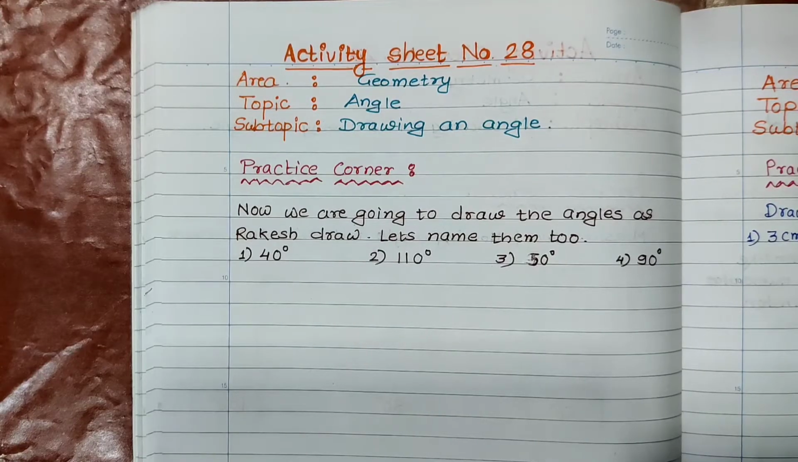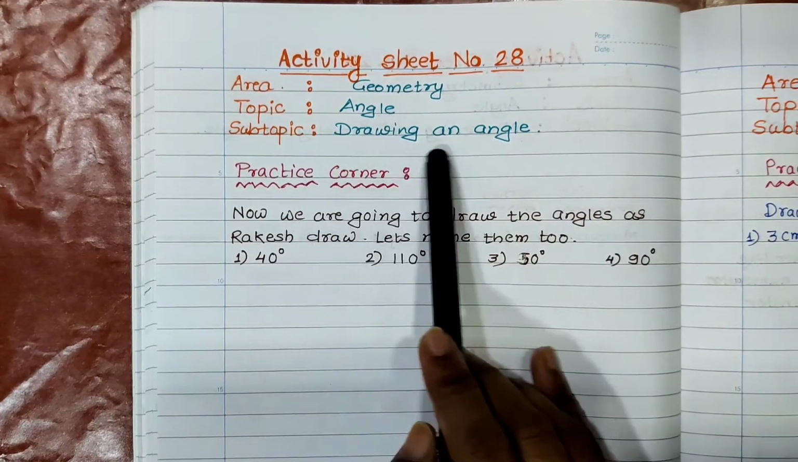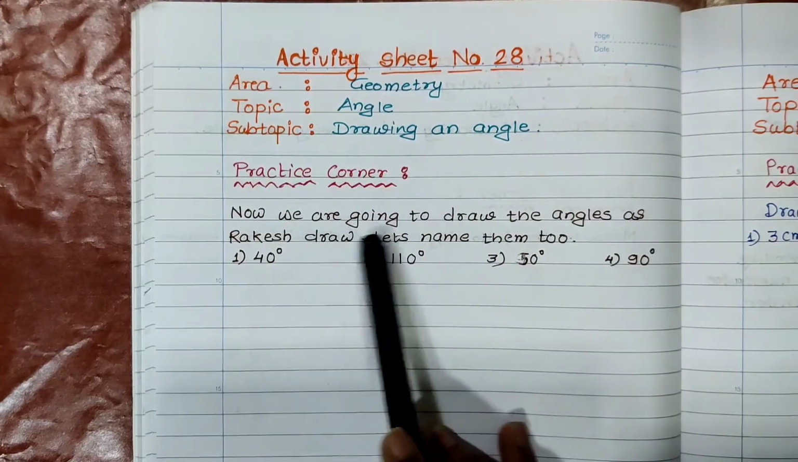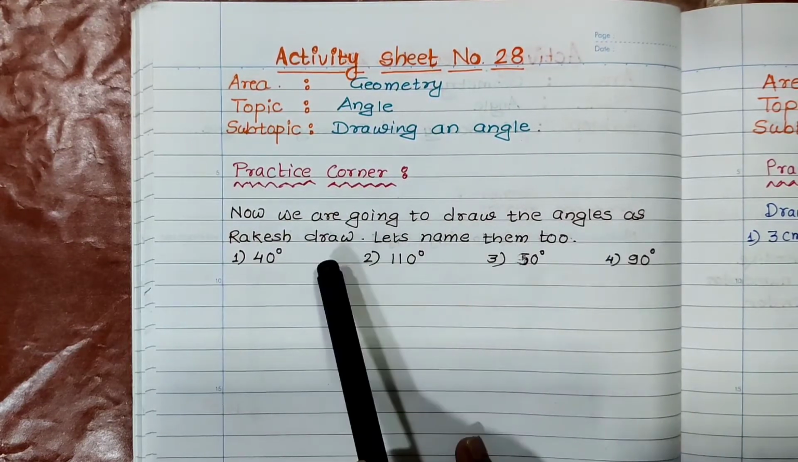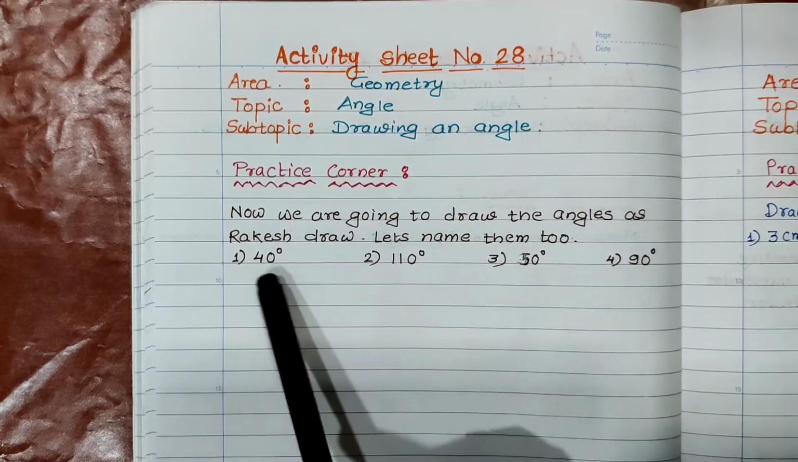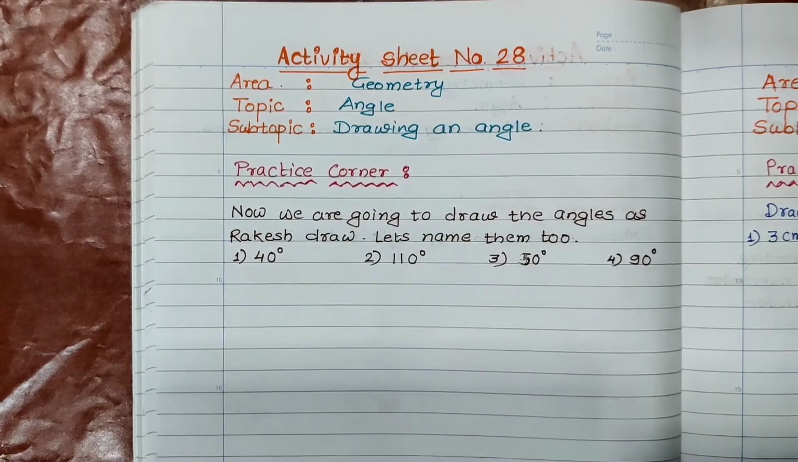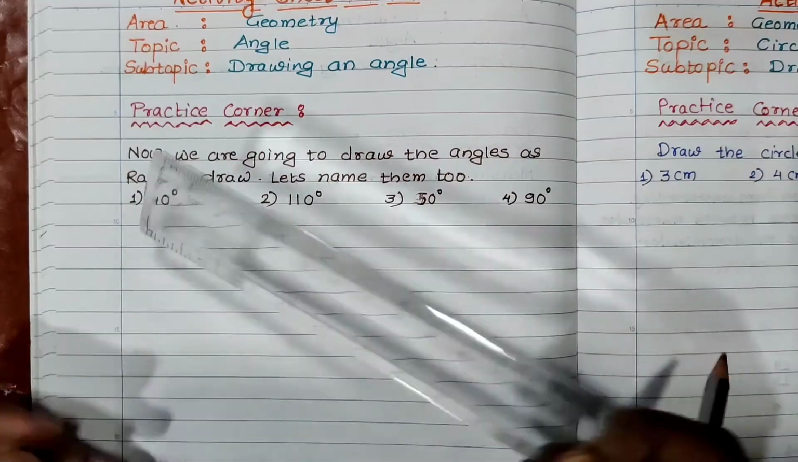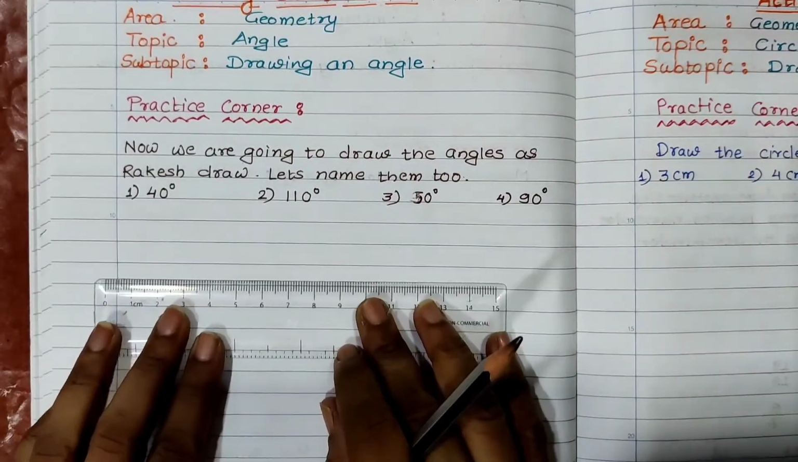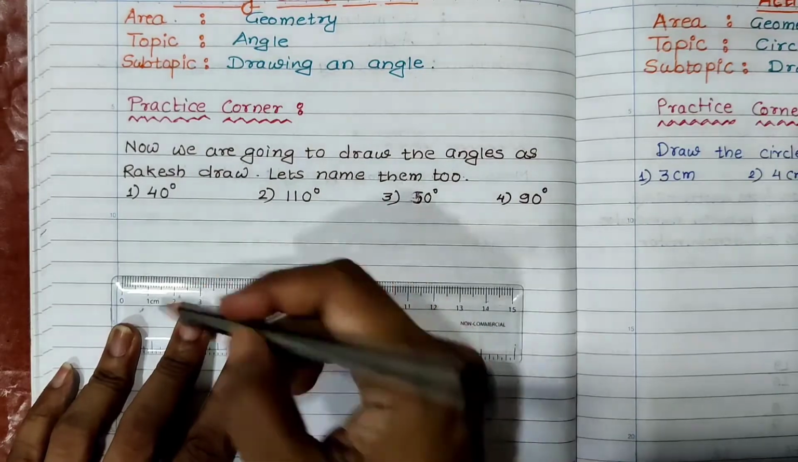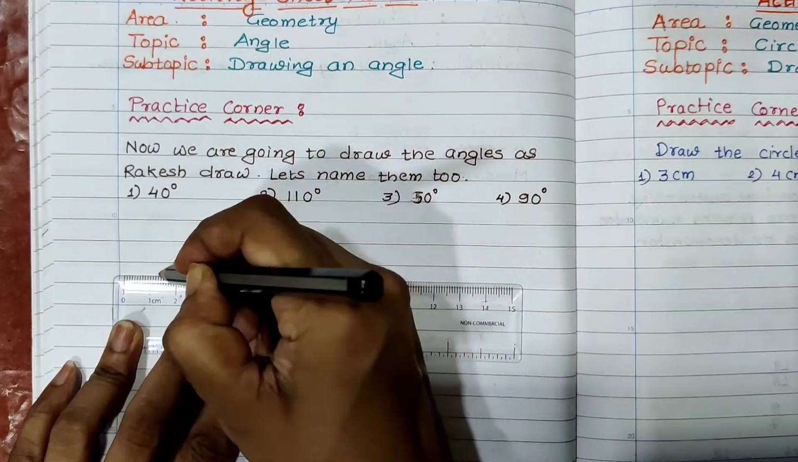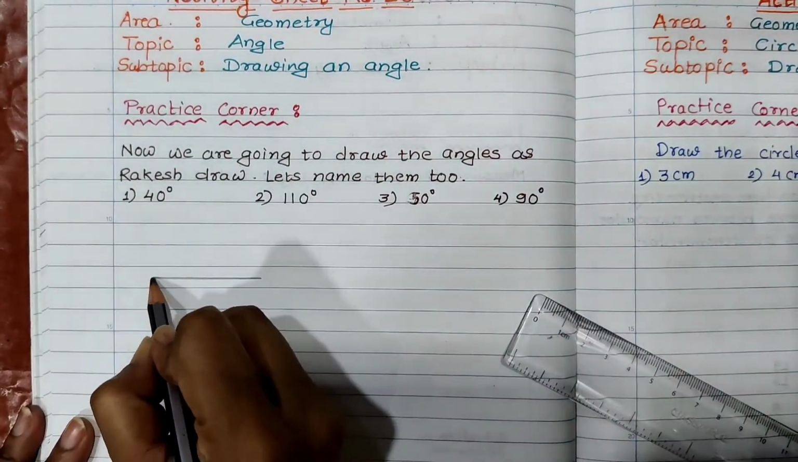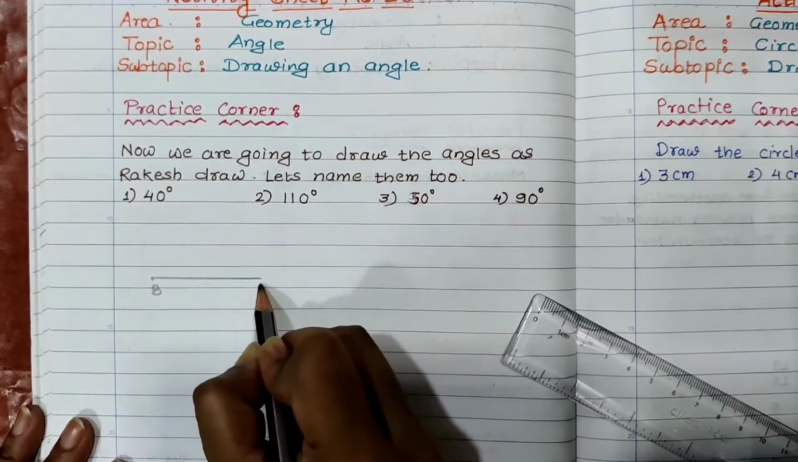So this is our activity sheet number 28. Area is geometry, topic is angle, subtopic is drawing an angle. So practice corner, now we are going to draw the angles as Rakesh draw. Let us name them too. We have to draw the angles first and we will be writing their names. So let us use our scale and protractor. So first, with the help of this scale, we will be drawing one arm. Okay, maybe this is B, C.